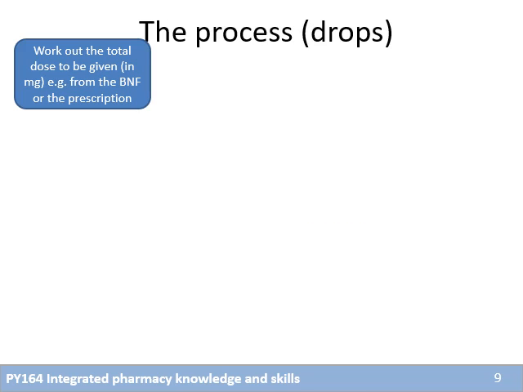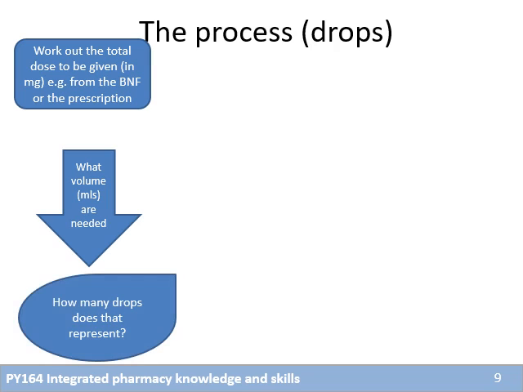If we work out how many drops we're giving, again, we work out what the total dose is. Then we need to know what the volume is needed. And then we need to know, well, for that volume, how many drops is that? That will give us how many drops are needed.